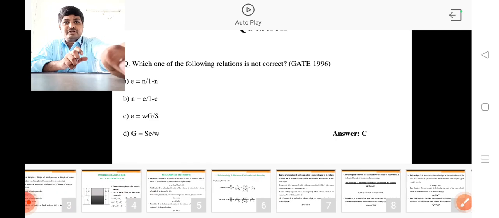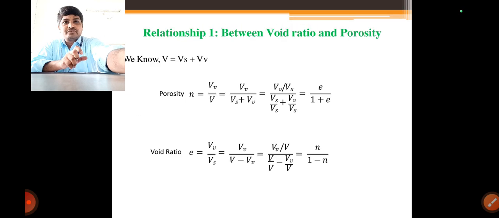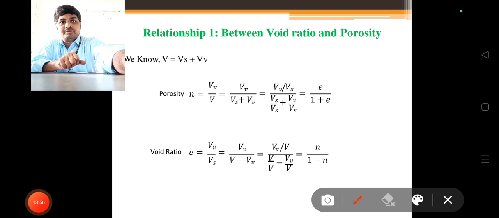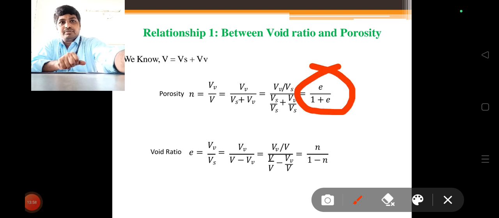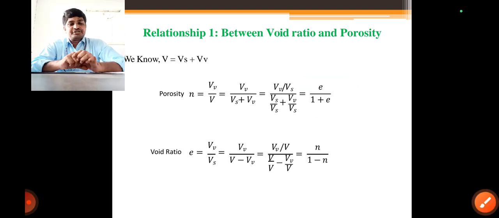Derivation 1, what does it say? In derivation 1, we observe the relationship between void ratio and porosity: n is equal to e by (1 plus e). That is the relationship between porosity as well as void ratio.